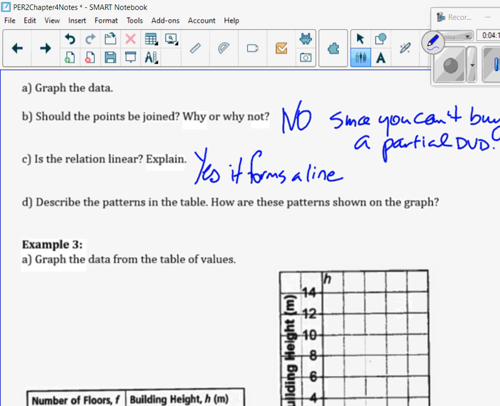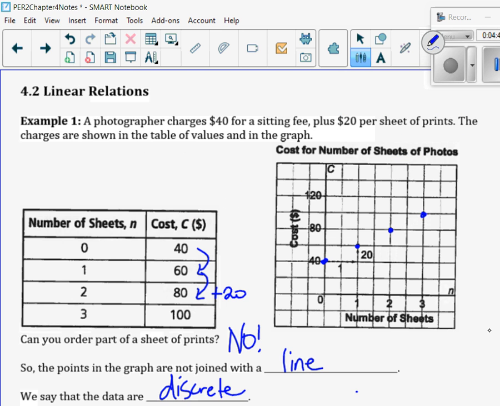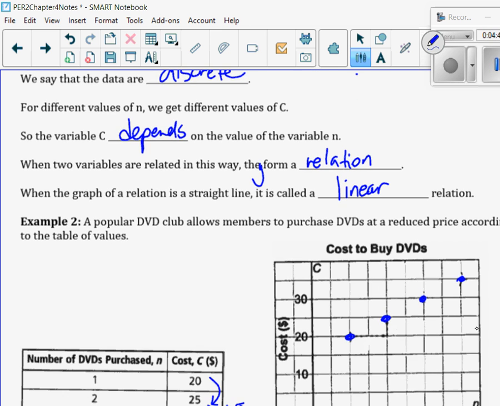Describe the patterns in the table. How are the patterns shown on the graph? So for every DVD you buy, the cost goes up by, how much was it? It was $5, wasn't it? Let me check. Yeah, it was $5.